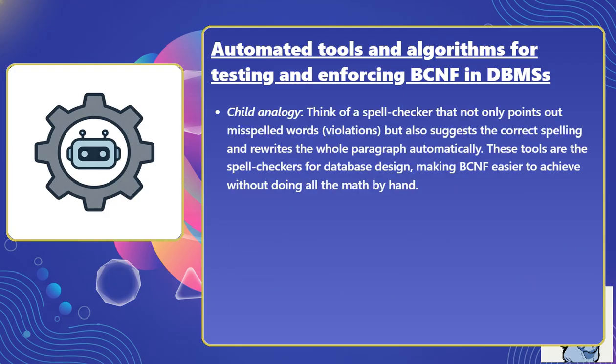Child analogy: think of a spell checker that not only points out misspelled words, violations, but also suggests the correct spelling and rewrites the whole paragraph automatically. These tools are the spell checkers for database design, making BCNF easier to achieve without doing all the math by hand.